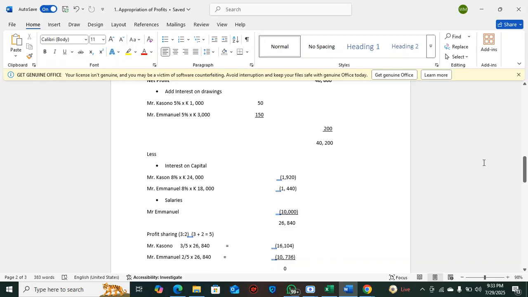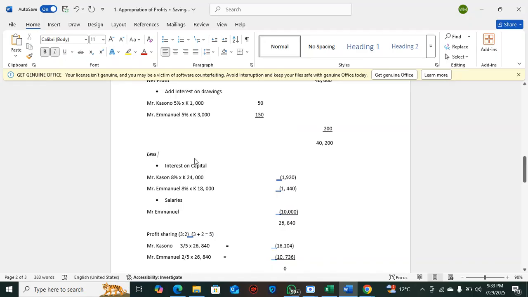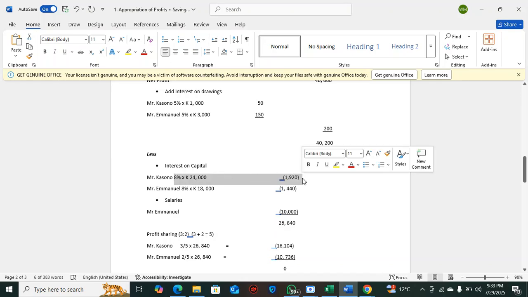Now we can do the deductions. We need to deduct interest on capital. We've been told interest on capital is 8%. Mr. Kasono put in 24,000, so 8% of 24,000. Let's just get our calculators to make sure these figures are correct. 8% of 24,000, what do we get?